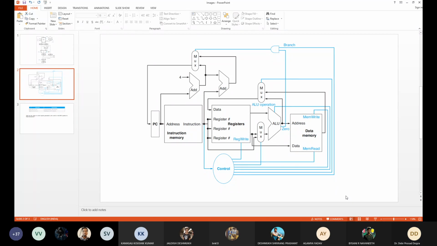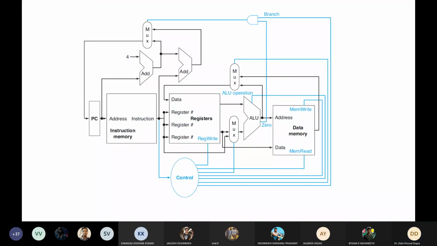Now, I want you to study this circuit very carefully, because the question that I am going to show you next, if you want to solve that question, you need to study this circuit carefully.